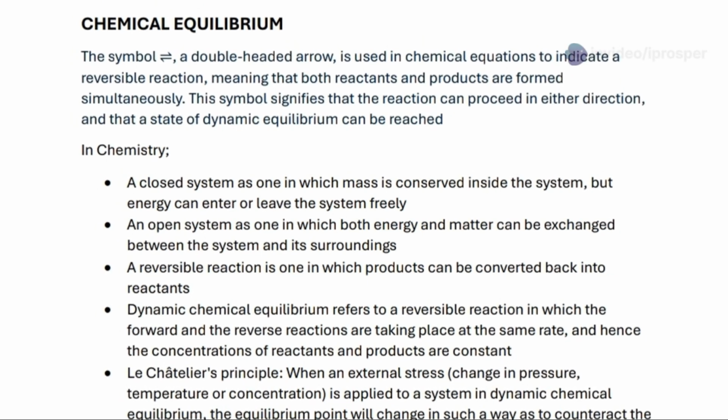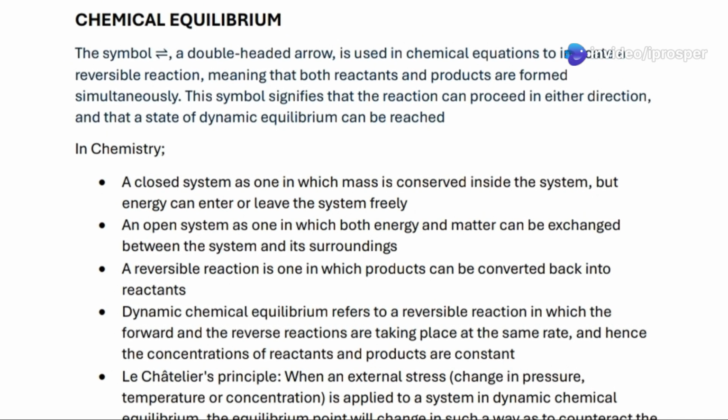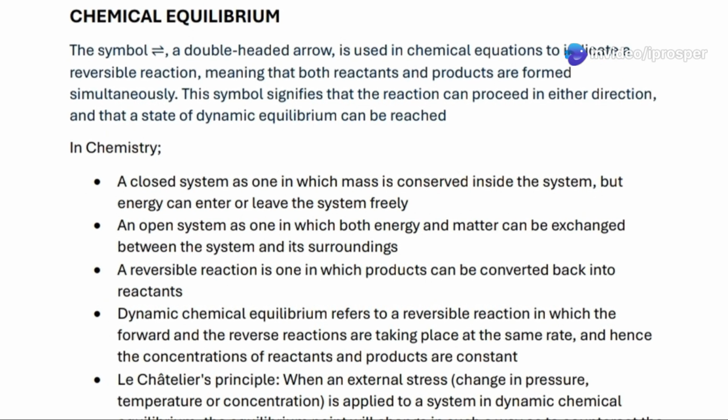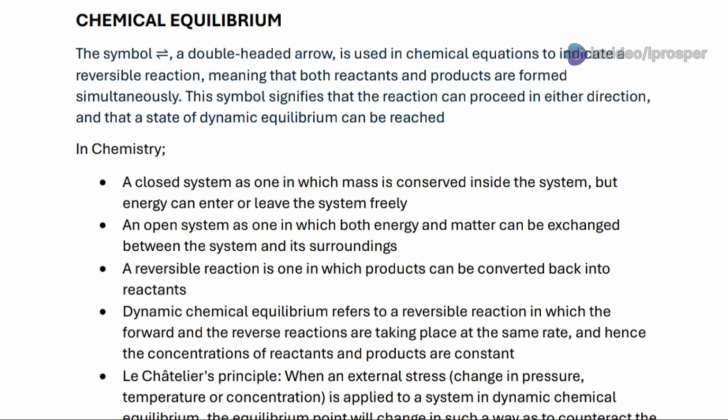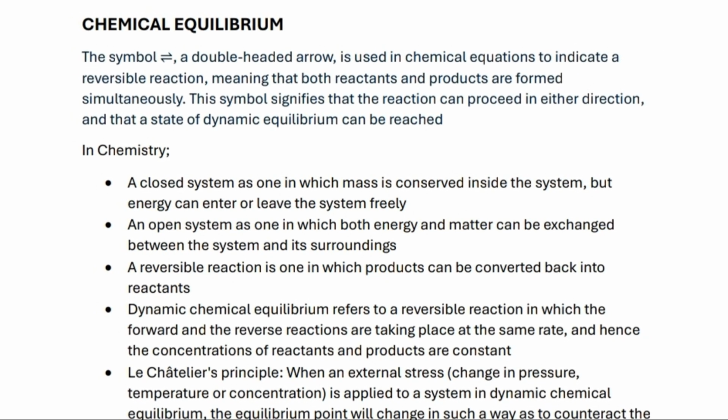Dynamic chemical equilibrium refers to a reversible reaction in which the forward and the reverse reactions are taking place at the same rate, and hence the concentrations of reactants and products are constant.